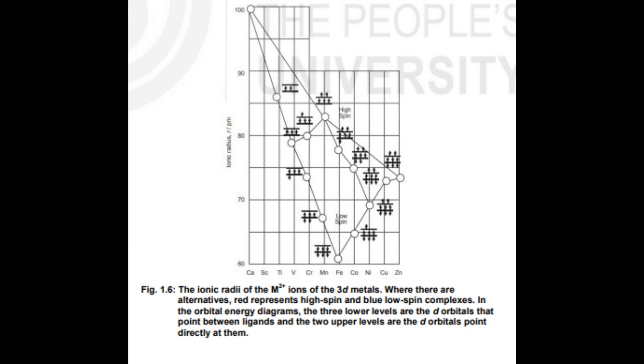Fig. 1.6 shows the variation in radius of the M2+ ions for 6-coordinate complexes of the transition metals of the 3d series. You should remember that three of the 3d orbitals, the t2g orbitals dxy, dzx, dyz, point between the ligands, and the other two, e.g. dx2-y2 and dz2, point towards the ligands.